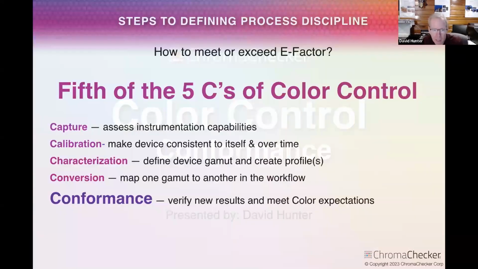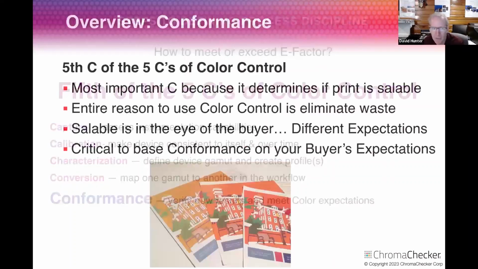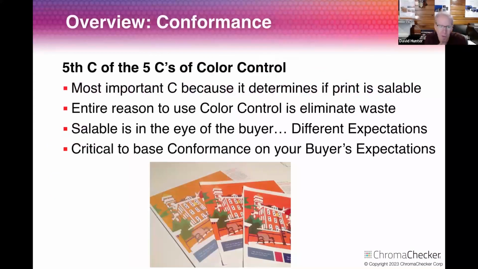So today we're talking about the fifth C of color conformance. The last 4 months, we talked about the other 4 C's related to color control. Today is all about conformance. And essentially what conformance is, I think it's the most important C because it determines what print is sellable. Print is either sellable or it's not. And conformance tells us whether or not it's sellable.